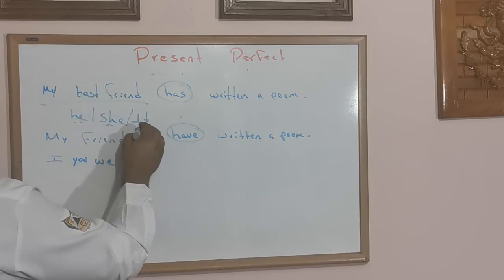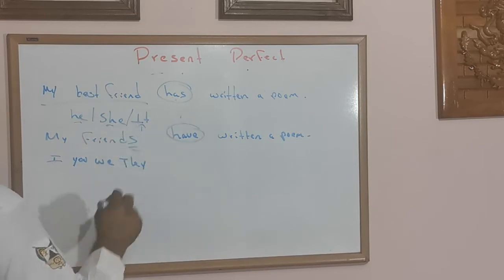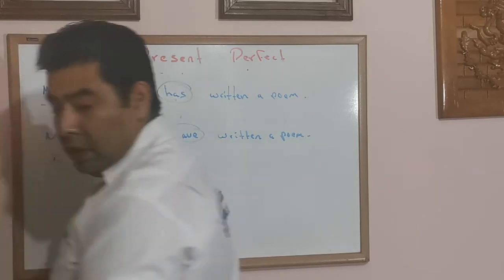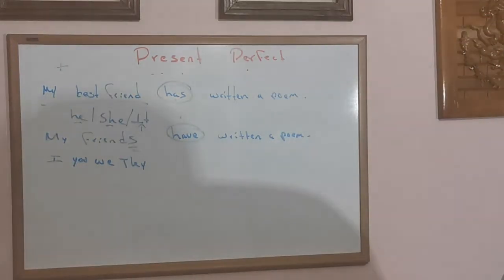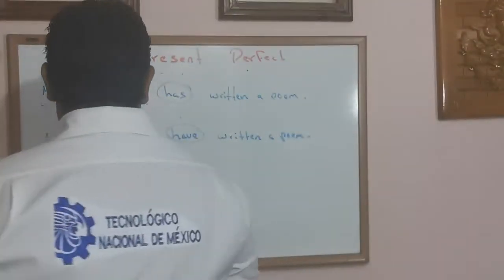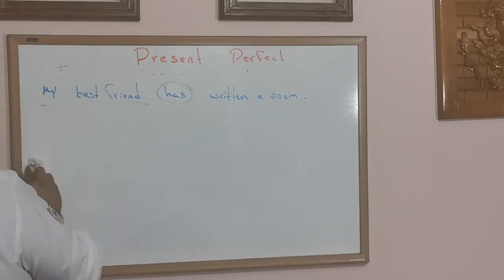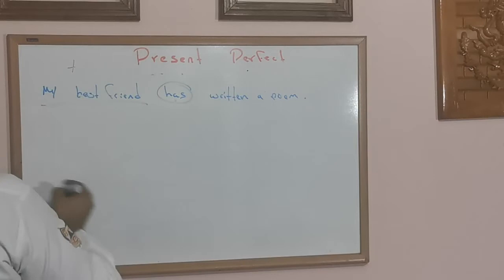Let's think about Robert, right? So you say it has written a poem. So this is the affirmative form, okay? Let me use a different color, and I'm sorry, and I'm going to erase this. So this is just the explanation about have or has, right? So this is the affirmative. I'm gonna write it here. This is the affirmative. Let's go with the negative.